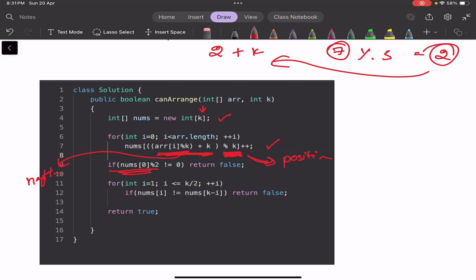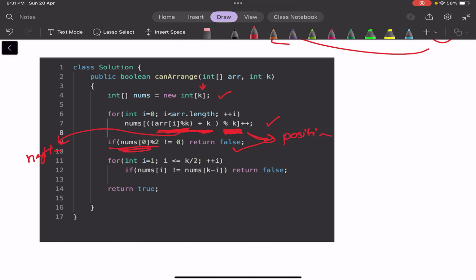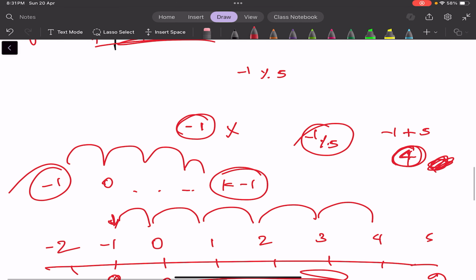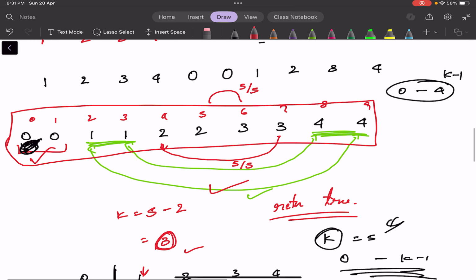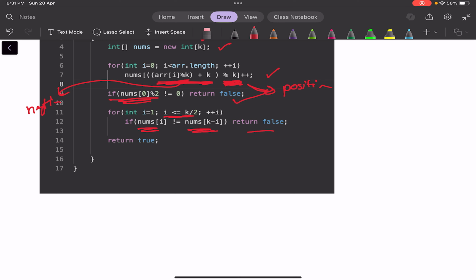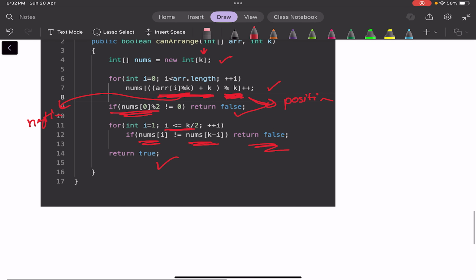If the first index is even, just continue; if it is not even, we return false. Then we check for exactly half of the array, whether we have the same frequency, as I explained here. If we have the same frequency, then we continue, else we return false. If all these conditions are satisfied, finally we return true. It means that we have found perfect pairs.